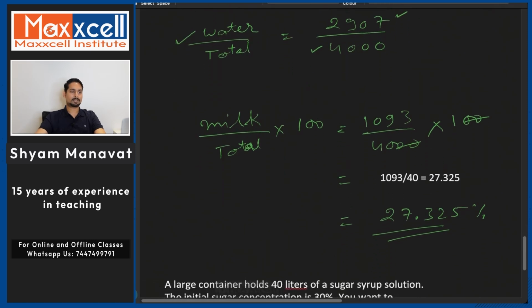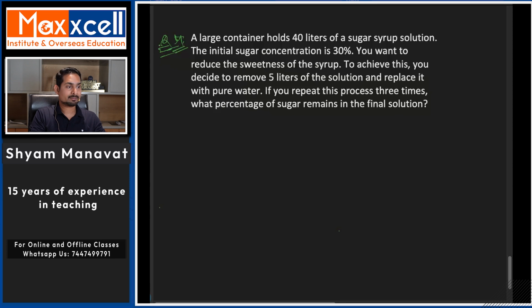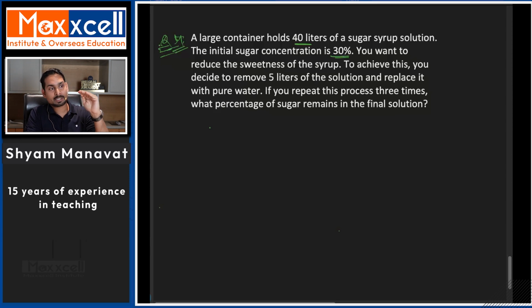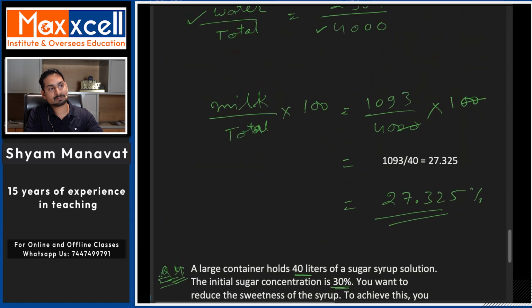Okay, so I hope you are following. I hope you are learning. Look at this question. In this question we have been given a large container holding 40 liters of sugar syrup, where the sugar concentration is 30%. You want to reduce the sweetness of the syrup, that is, we want to reduce the sugar concentration. To achieve this, you decided to remove 5 liters of the solution and replace it with pure water. We have seen this in the previous questions as well.